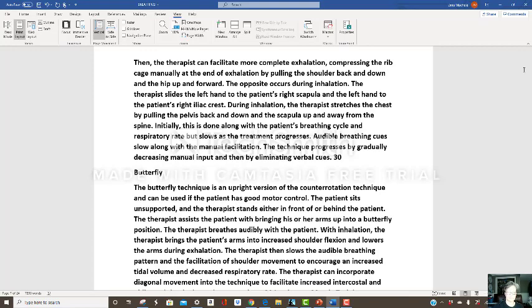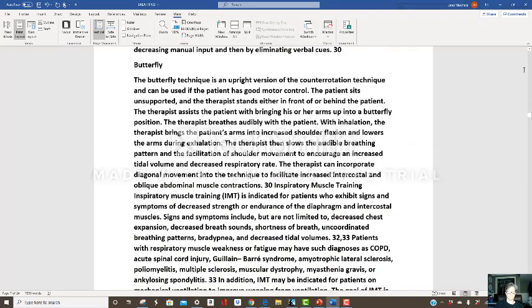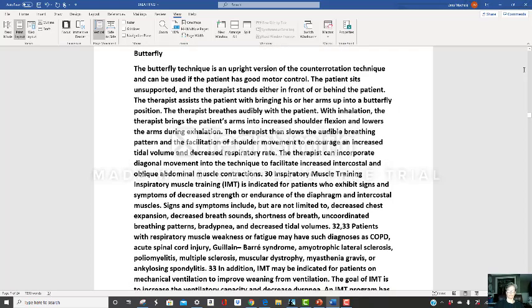Butterfly. The butterfly technique is an upright version of the counter-rotation technique and can be used if the patient has good motor control. The patient sits unsupported, and the therapist stands either in front of or behind the patient. The therapist assists the patient with bringing his or her arms up into a butterfly position. The therapist breathes audibly with the patient. With inhalation, the therapist brings the patient's arms into increased shoulder flexion and lowers the arms during exhalation.